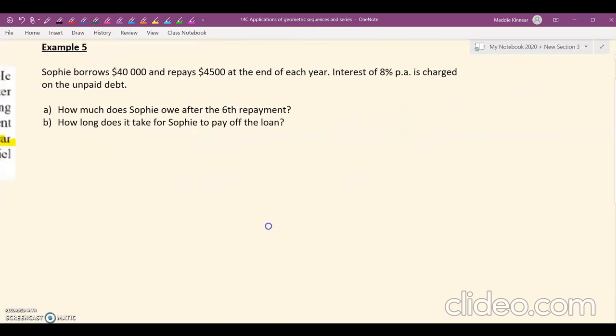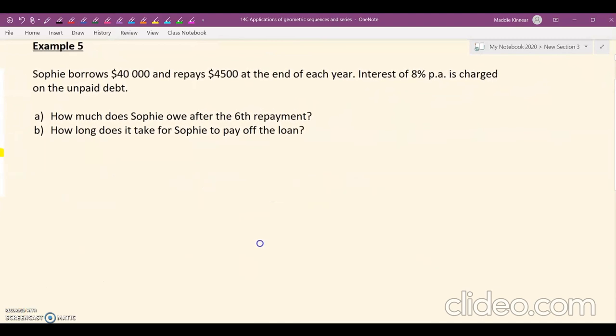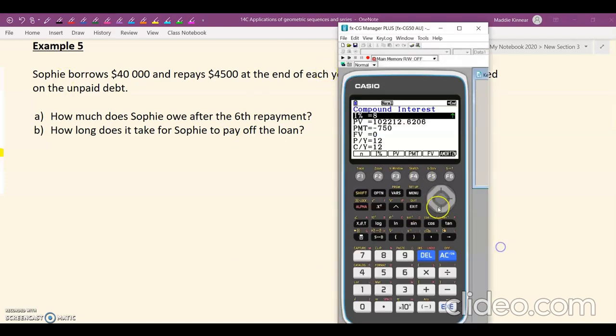Okay, going to this question, last question. It says Sophie borrows $40,000 and repays $4,500 at the end of each year. We want to then say, okay, interest of 8% per annum is charged on the unpaid debt. How much does Sophie owe after the 6th repayment? So this one on your calculator then is going to be fairly easy to run through.